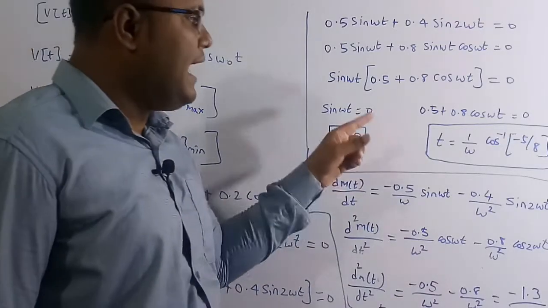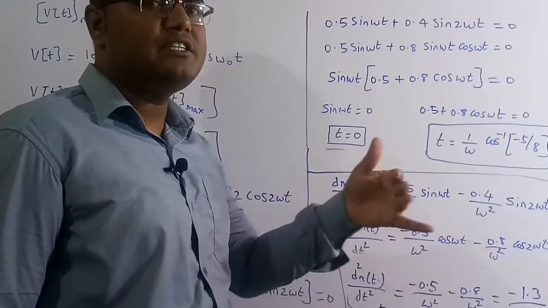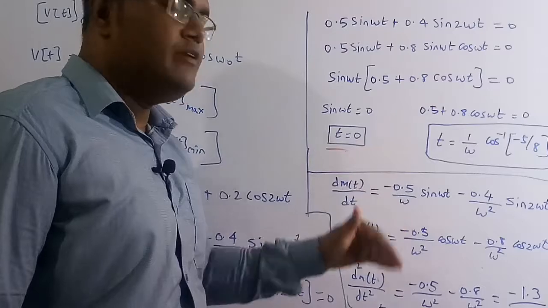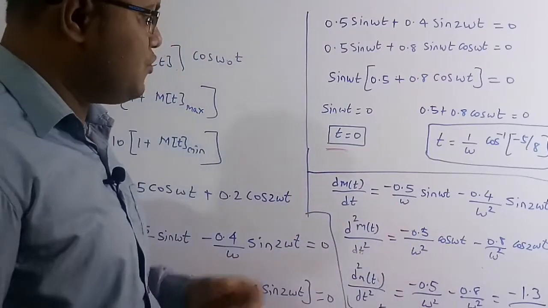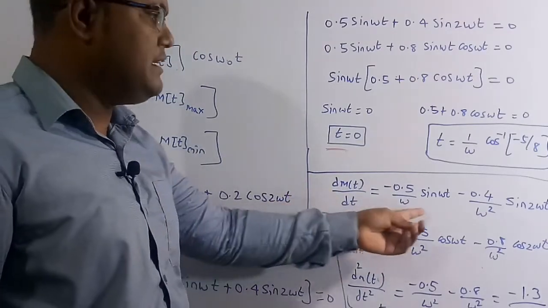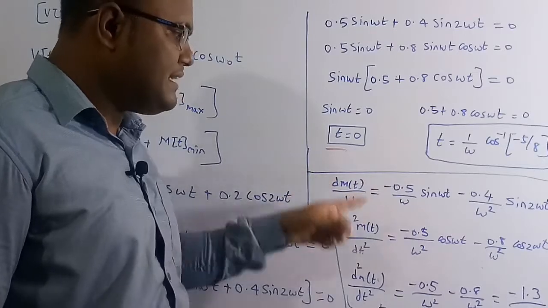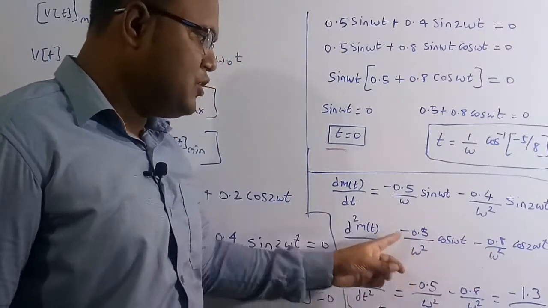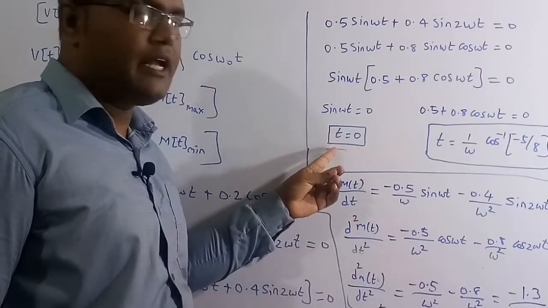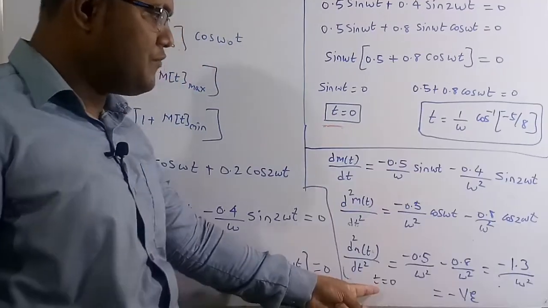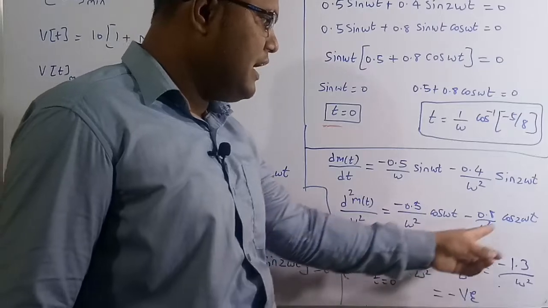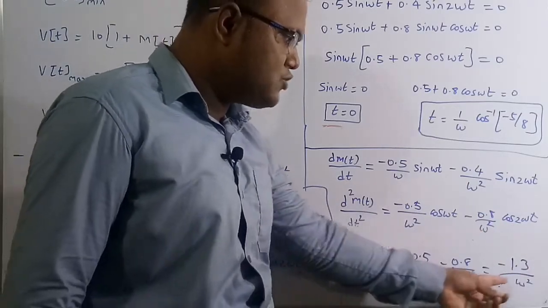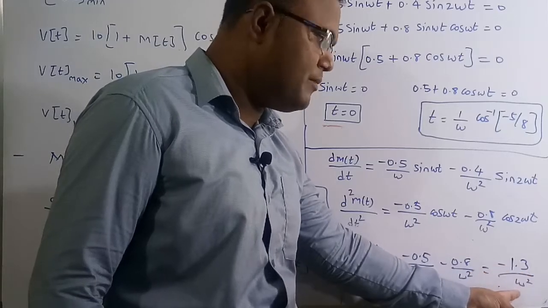Then we have to find at these time instances whether the function is increasing or decreasing. Therefore now we need to do the second differentiation. The first differentiation equation we already know, we did this one. For this one we need to do the second differentiation with respect to time. So this is the equation we are going to get. For this one I need to substitute t is equal to 0. At t is equal to 0, cos 0 is 1 and cos 2 into 0 is again 1. So this is the equation I am going to get here. Finally minus 1.3 by omega square.